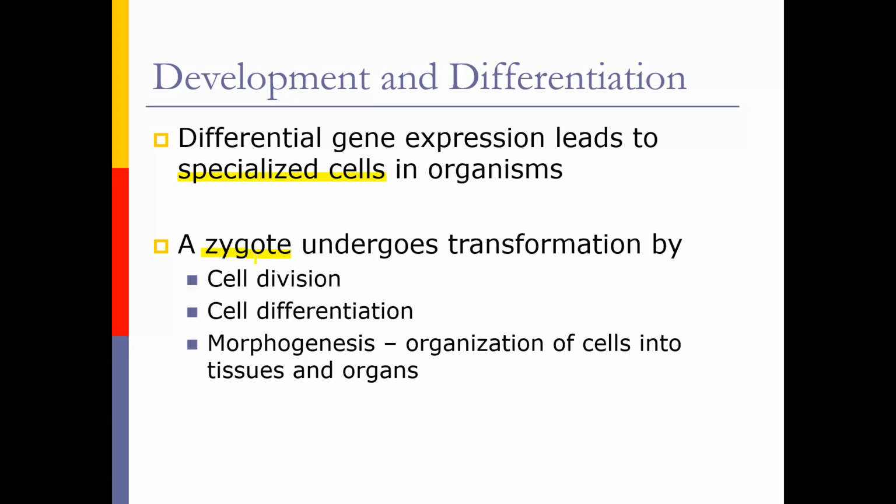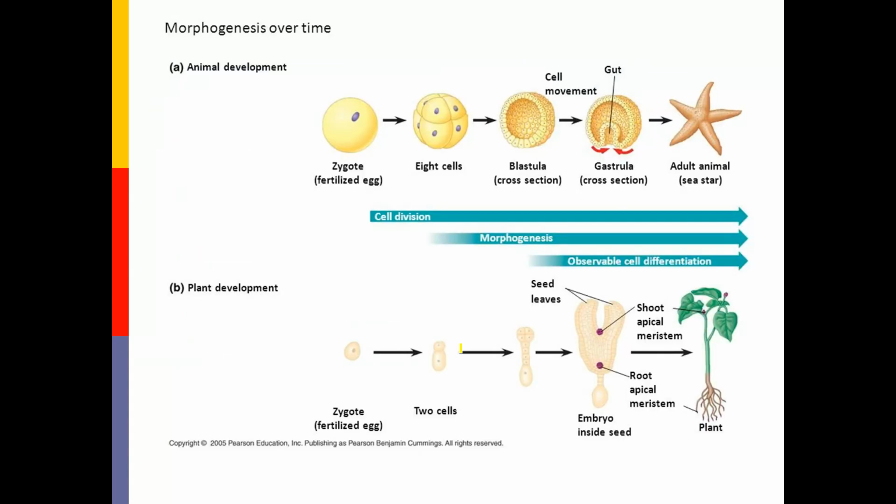And so early on in development, you don't have specialized cells. It's not until they begin to produce different proteins and express different genes that they become specialized and become our body parts that are essentially created to do a specific job.